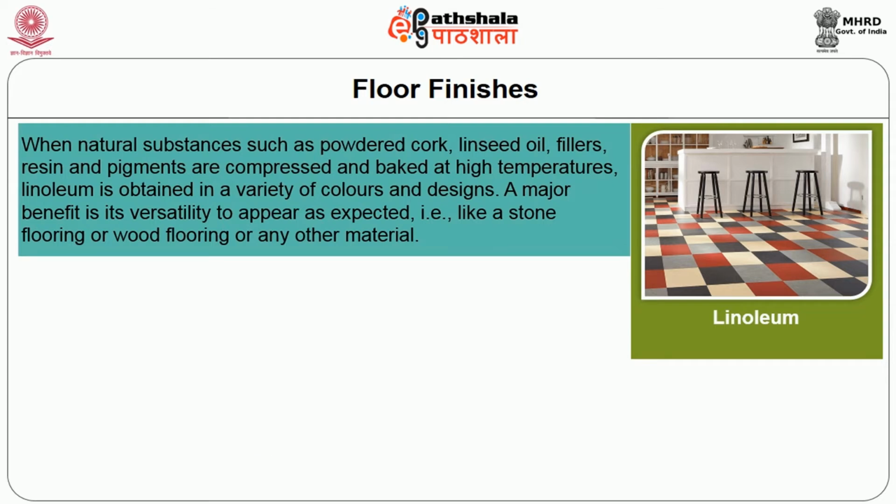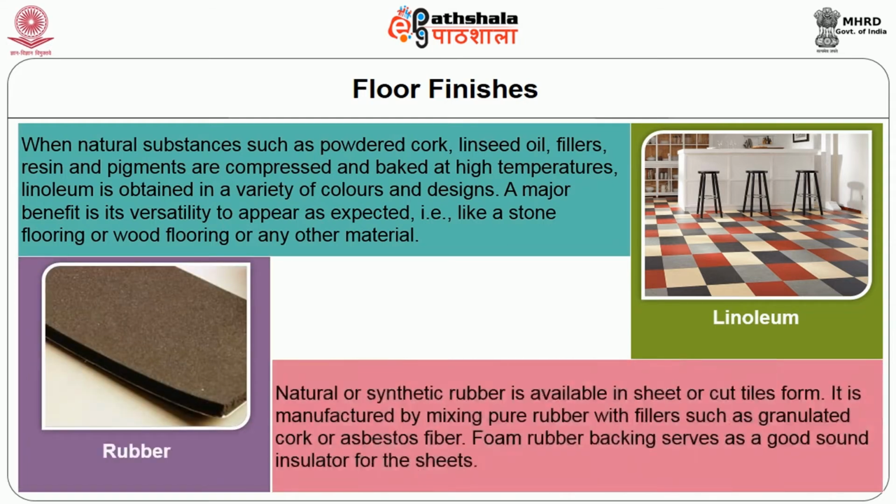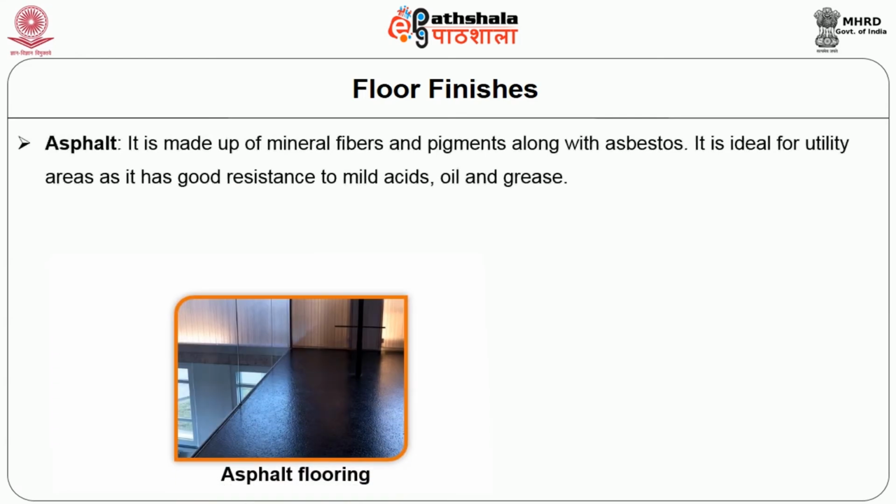any other material. Rubber. Natural or synthetic rubber is available in sheet or cut tiles form. It is manufactured by mixing pure rubber with fillers such as granulated cork or asbestos fiber. Foam rubber backing serves as a good sound insulator for the sheets. Asphalt. It is made up of mineral fibers and pigments along with asbestos. It is ideal for utility areas as it has good resistance to mild acids, oil and grease.